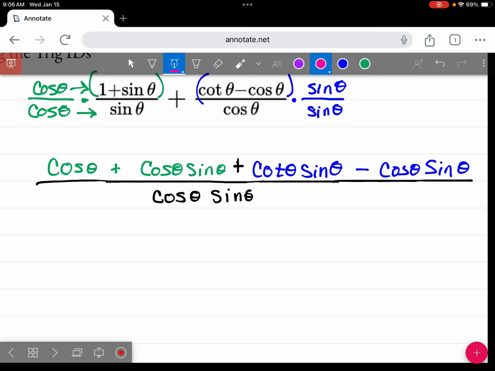You can add the two things in the middle. We can't add the two things in the middle because I've got cotangent here, which is different than cosine. The cosine theta times sine theta cancels out with the other one. Yeah, I've got a plus cosine sine minus cosine sine. So cosine sine, cosine sine. Since one is positive and one is negative, they cancel out.